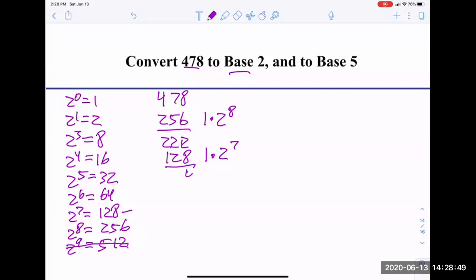Okay, 494. And I have a 2 to the 6th that will divide into that because that's 64. Difference is 30. Now, I don't have a 2 to the 5th because 30 is too much. But I write the 0 in there because it's very important because it's holding that place. But I will have a 2 to the 4th. I will have a 2 to the 3rd, which is 8.